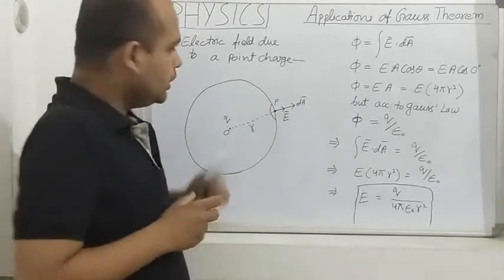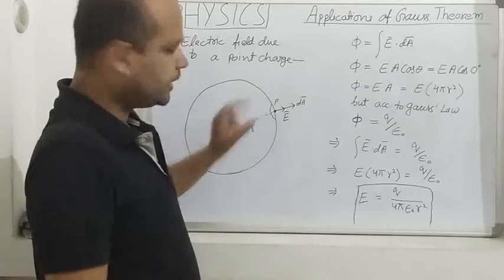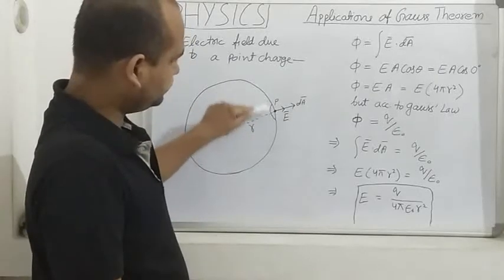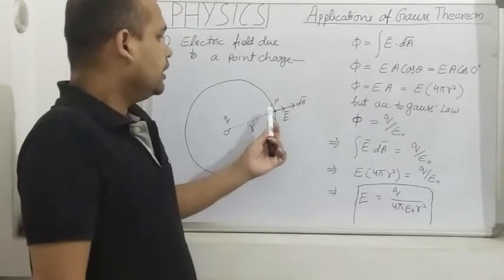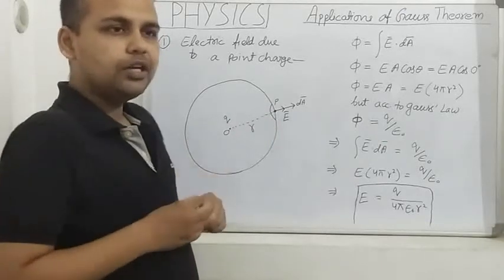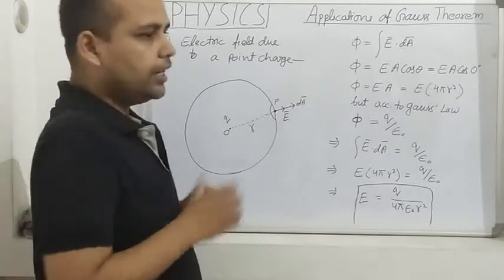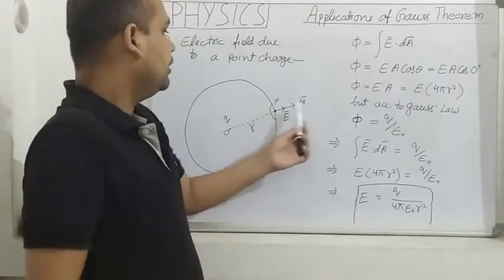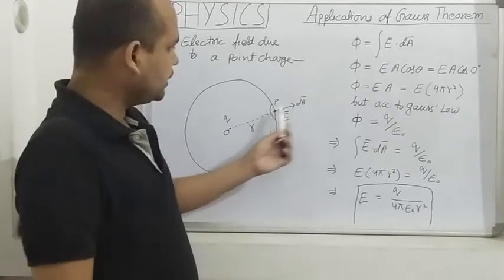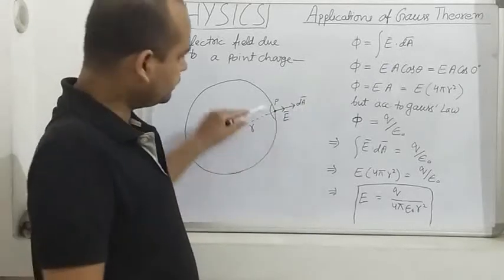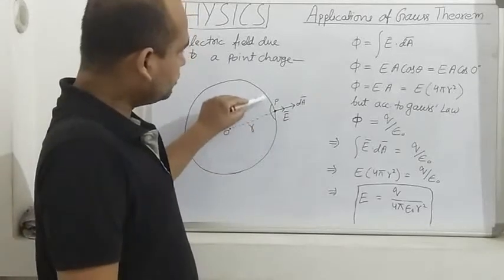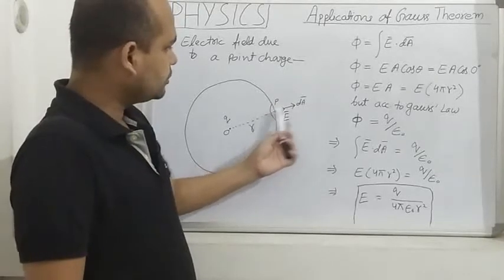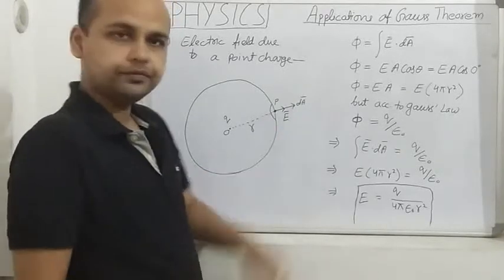Now we will take a small element of that sphere. The area vector of that small element will be dA vector, and the direction of the area vector will be normally outward. You can see here dA is the area vector of the small element which we have chosen from this sphere, and the direction of this dA vector is normally outward.